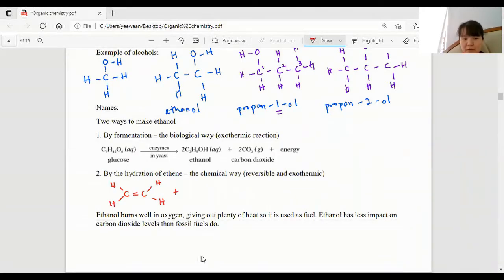So I've shown you this equation once before. I'm going to show you again. Water plus ethene, and at a very high temperature, 570 degrees Celsius, with phosphoric acid as the catalyst. And this should be at 60 to 70 atm in pressure.